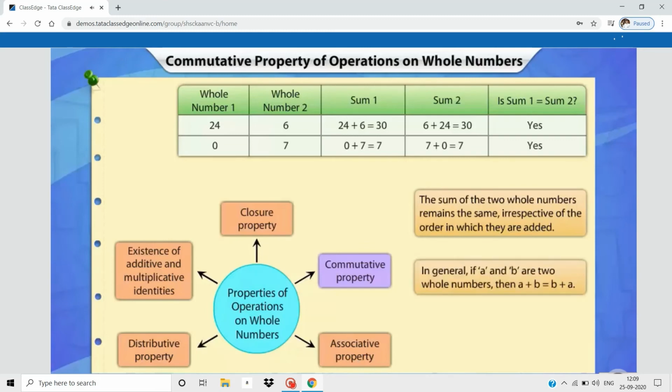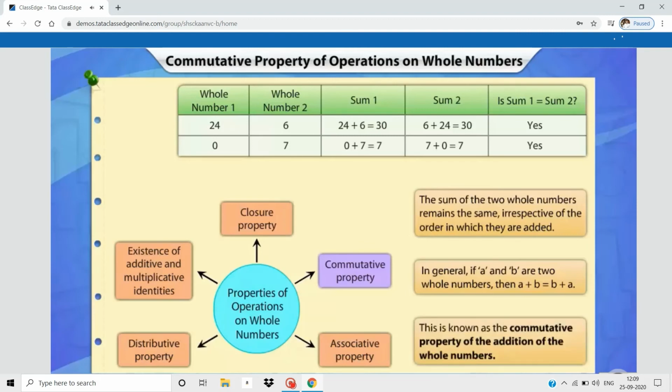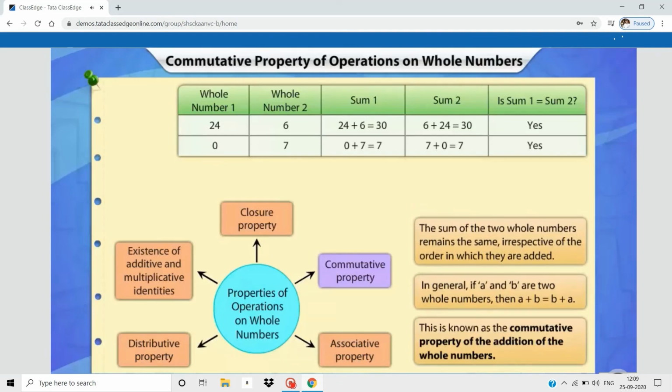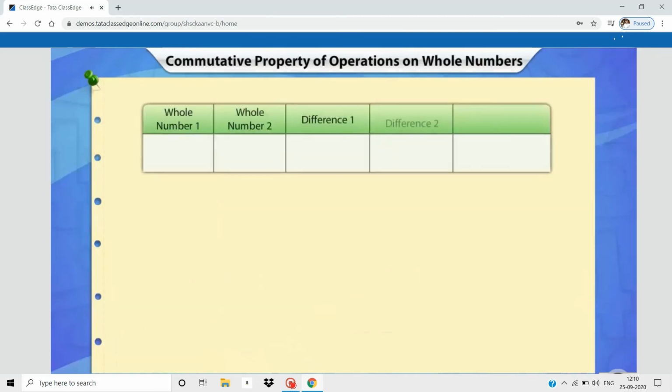In general, if A and B are two whole numbers, then their sum A plus B is always equal to B plus A. This is known as the commutative property of the addition of the whole numbers. So, we can say that the whole numbers are commutative under addition. Are the whole numbers commutative under subtraction also? Let us find out.